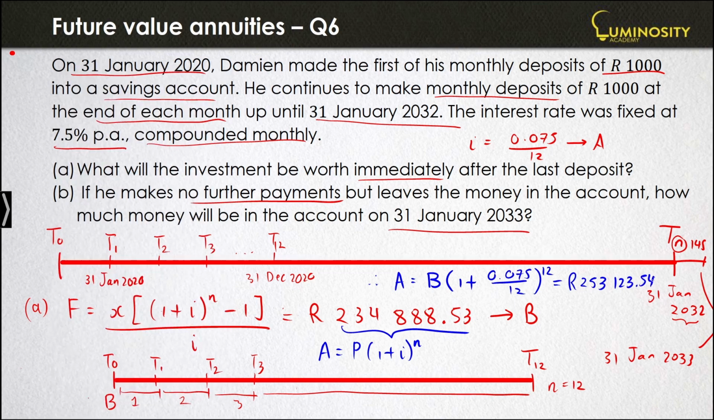Okay, so that is how much money is going to be in his account 1 year later if he stops making payments, but he just lets that final amount after the 145 monthly payments sit for another 12 months without putting anything in extra. He will get from 234,000 basically to 253,000 and some change. All right, so that's how we would do this type of question. I'll see you in the next one.